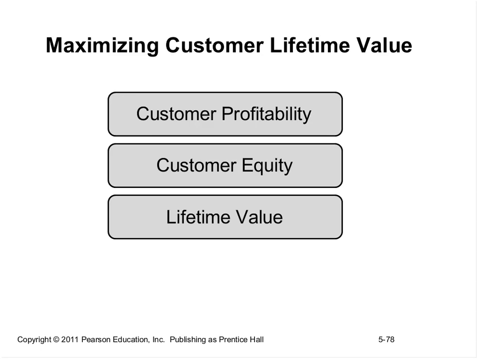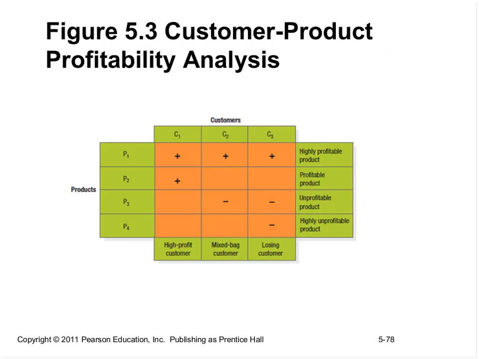This one is a good diagram for evaluating the profitability of customers. Suppose you have four products, P1, P2, P3, and P4. For example, this one is a TV, this one is a mixer, this one is a blender, this one is a food processor, and this one is a kind of shoe.